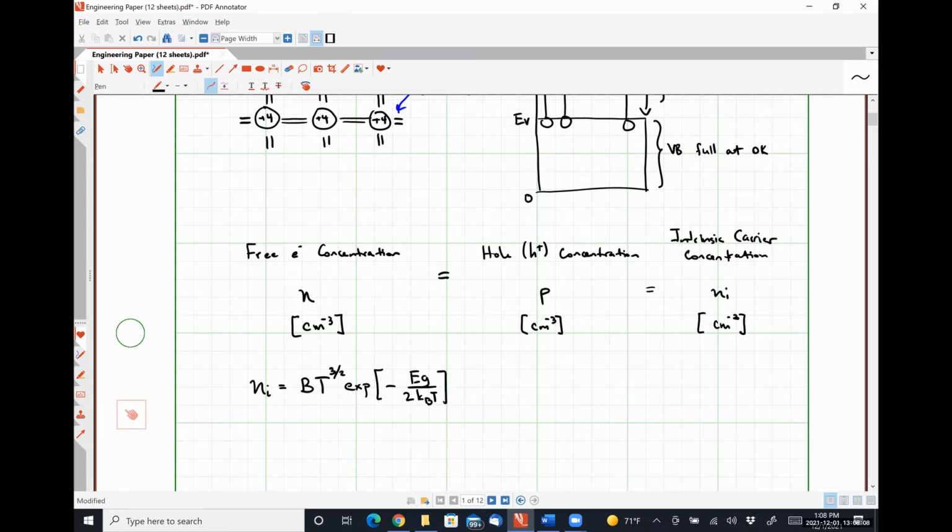All right, so a couple of things here. kB is the Boltzmann's constant.